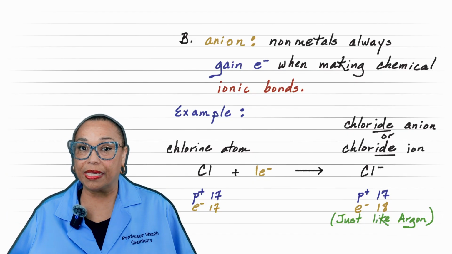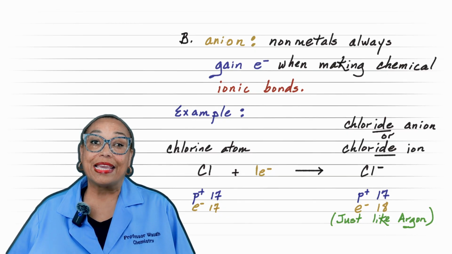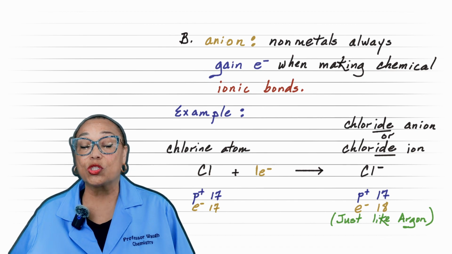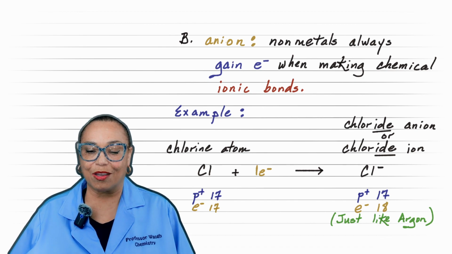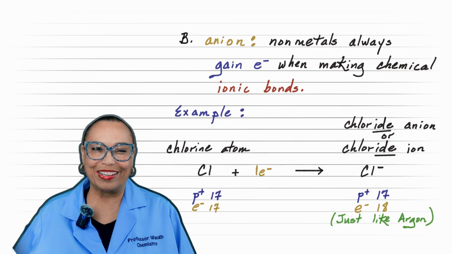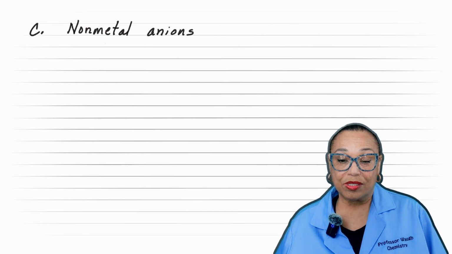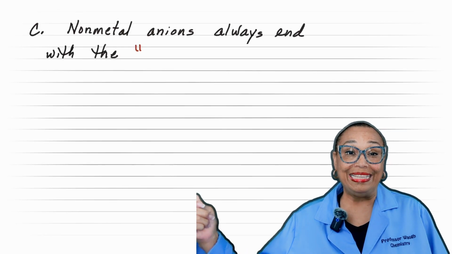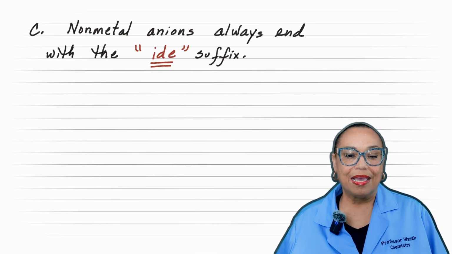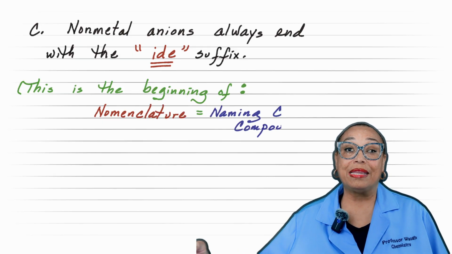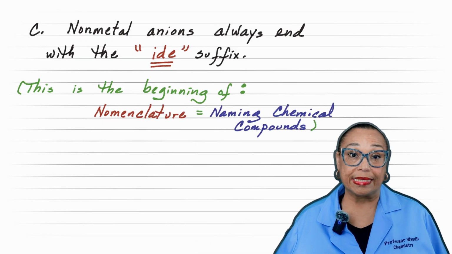So you have to speak the language of chemistry. Whenever you have a negative charge on a monatomic ion, meaning only one element in the ion, then it's a nonmetal. We change the ending, or suffix, of the word to the "ide" suffix. So now it thinks it's just like argon. Nonmetal anions always end with the "ide" suffix. This is the beginning of nomenclature, which means naming chemical compounds. We're going to get into this.